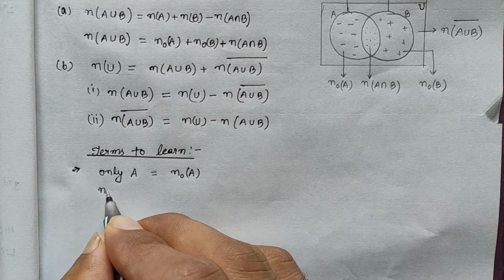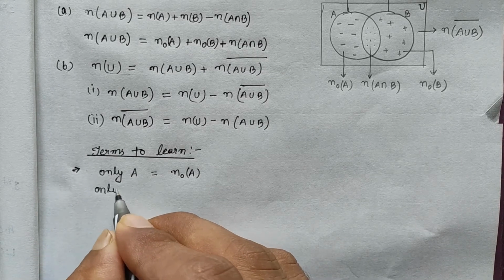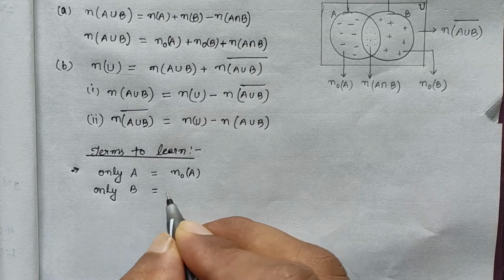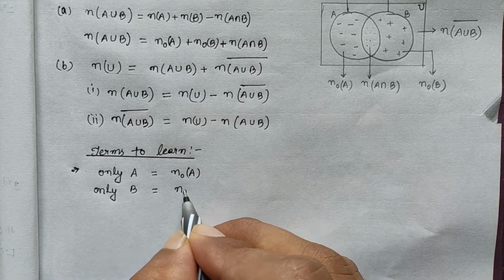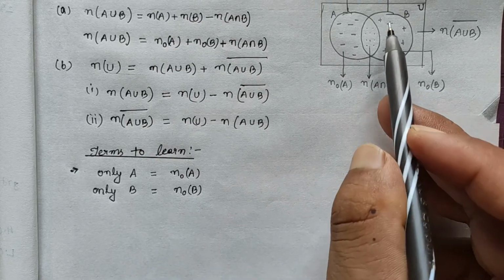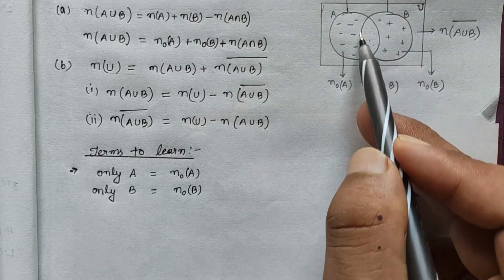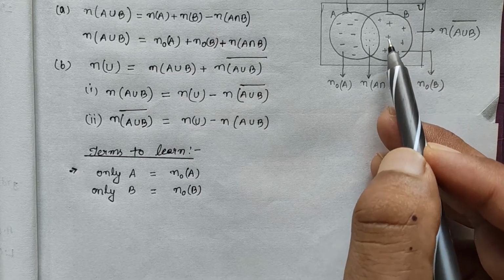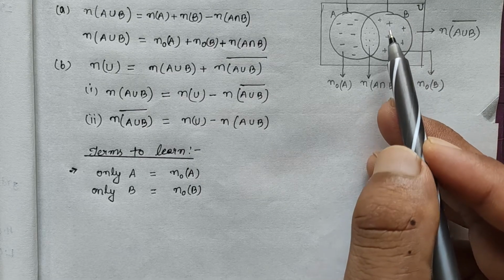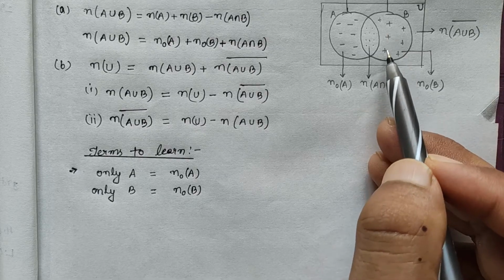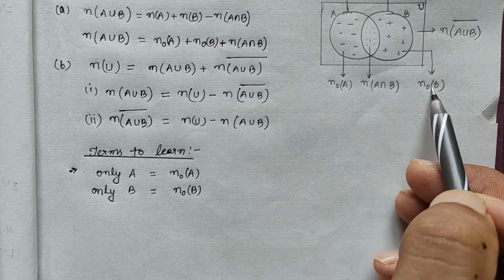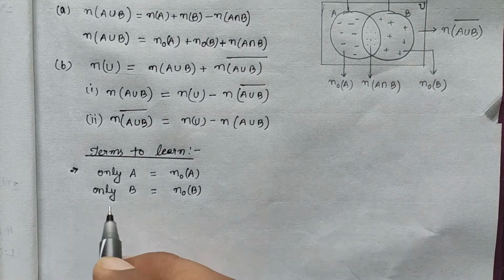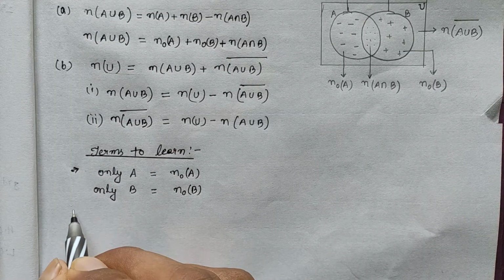And if you see "only B", then you have to find n only B, this part. This circle represents set B, and this section is n only B. Okay, I have written here also, this is n only B. And the next thing, exactly 1.